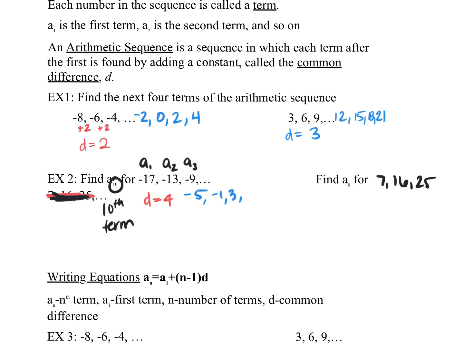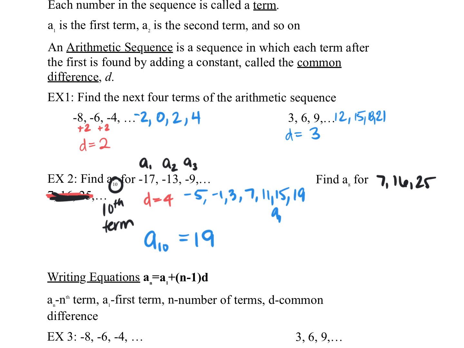Add 4 again, what do I get? 7. Add 4, what do I get? Add 4, what do I get? Where am I at? 3, 4, 5, 6, 7, 8, 9. This is A9, so A10 is 19. So we can say A10 equals 19. That's notation. There's a lot of notation in this chapter understanding what that means. So A sub 10 means the 10th term is 19.